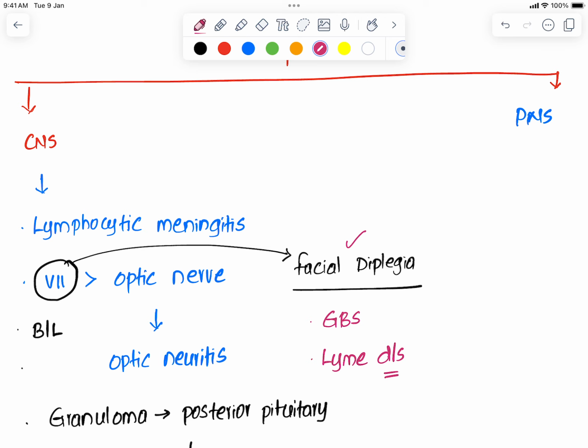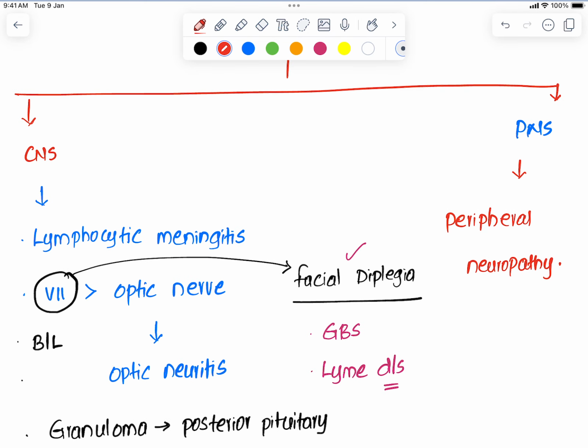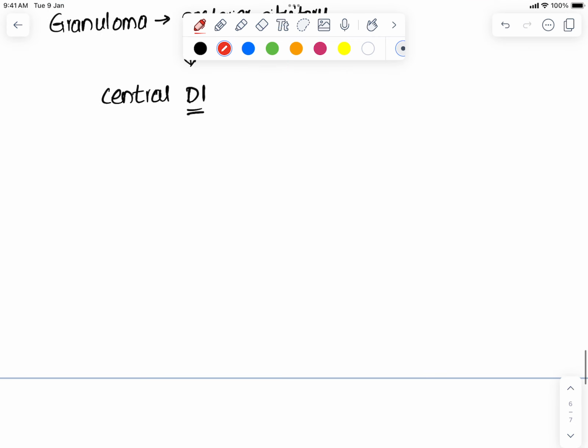And you have peripheral nervous system involvement as well, where non-caseating granuloma accumulates within the peripheral nerves, resulting in peripheral neuropathy. Then, after having discussed the neurological involvement, you need to be aware of the ocular involvement.